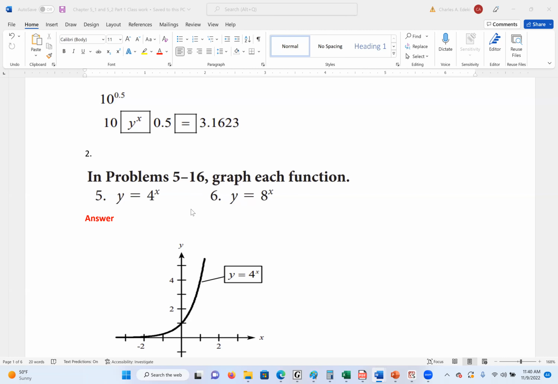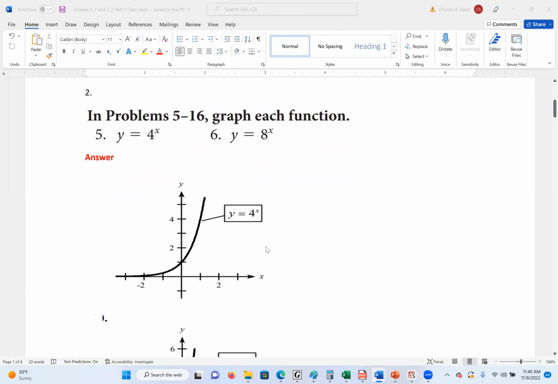Now, the same thing applies to question number 6. We can pick any interval, let's say from -2 to +2. So when x is -2, y will be 8 to the power -2. When x is -1, y will be 8 to the power -1. Then we get our table, then we just plot it.